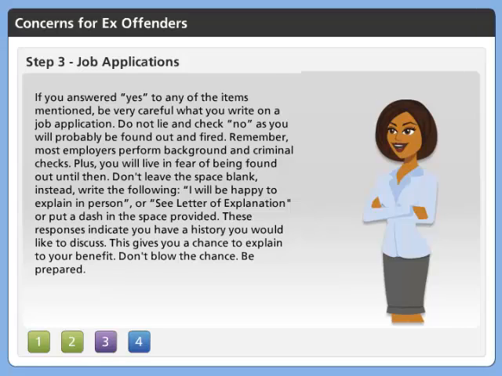Instead, write the following: I will be happy to explain in person, or see letter of explanation, or put a dash in the space provided. These responses indicate you have a history you would like to discuss. This gives you a chance to explain to your benefit. Don't blow the chance. Be prepared.